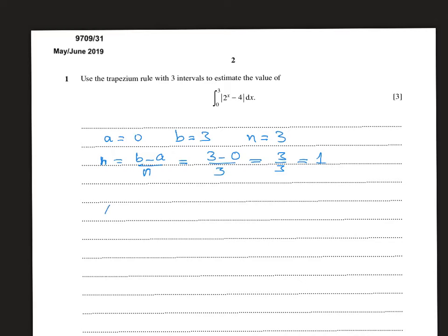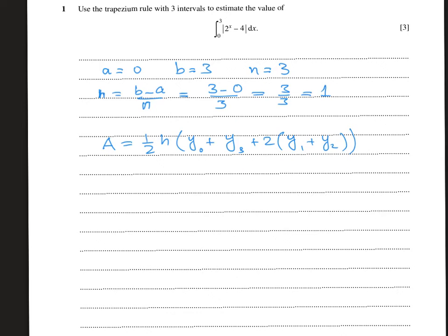Perfect. So let me also write down the formula, which you can easily find in the textbooks. It is 1 over 2 times h times the value of the function at the lower limit, y0, plus the value at the upper limit, y3, plus 2 times the values in the middle intervals, in this case y1 plus y2. We simply use this formula, but we need to find y0, y1, y2 and y3. So let me make a quick table to list all these values.